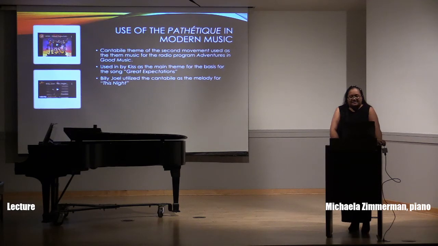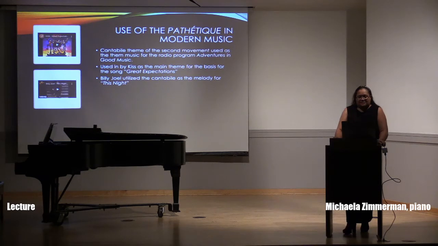Kiss used the main theme as the basis for the song Great Expectations in 1976, and in 2003 in Kiss Symphony: Alive 4. Billy Joel used this as the melody for the chorus of his 1983 song This Night from the album An Innocent Man. L.V. Beethoven is credited on the album sleeve as co-writing the chorus with Joel. Joel sings the melody that the right hand plays in Beethoven's music, while the band plays Beethoven's harmonic progression and accompaniment. The main harmony and melody remain dominant features of the chorus.